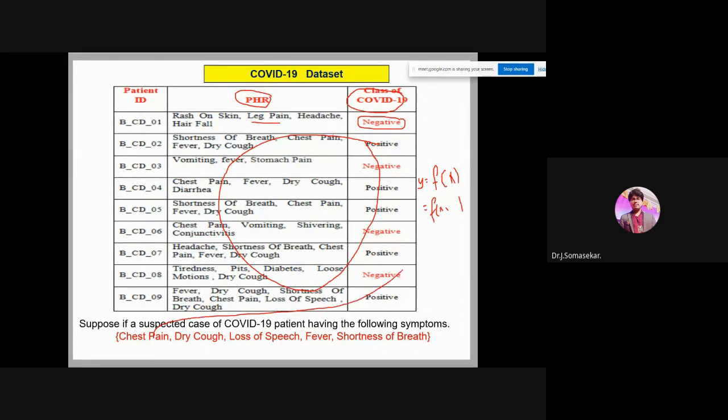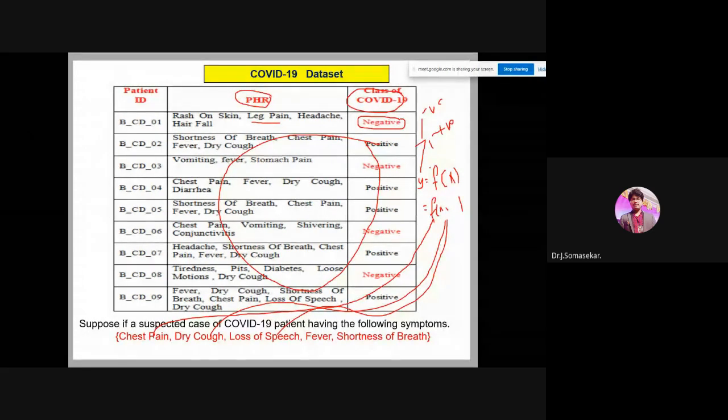And one active patient visited the doctor, or maybe for one active patient the symptoms I know. So x1 is chest pain, x2 is dry cough, x3 is loss of speech. Once we give these features, or symptoms, then y equal to f of x gives the output: this person has COVID positive, or this person has COVID negative. This is the meaning of the output, model or program. When you give x1, x2, x3 values, that is the symptoms of the active or new patient, we can predict whether the person is COVID positive or negative.